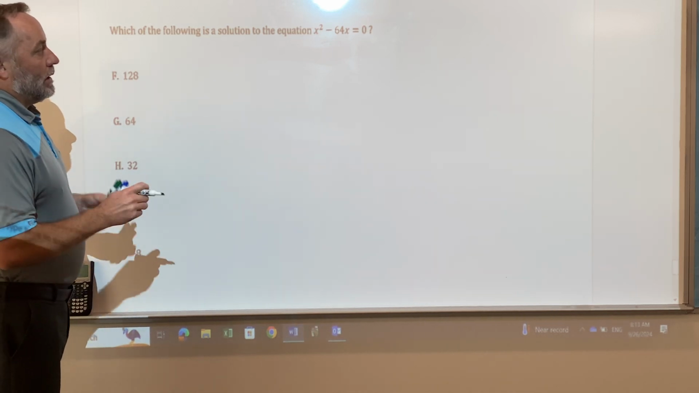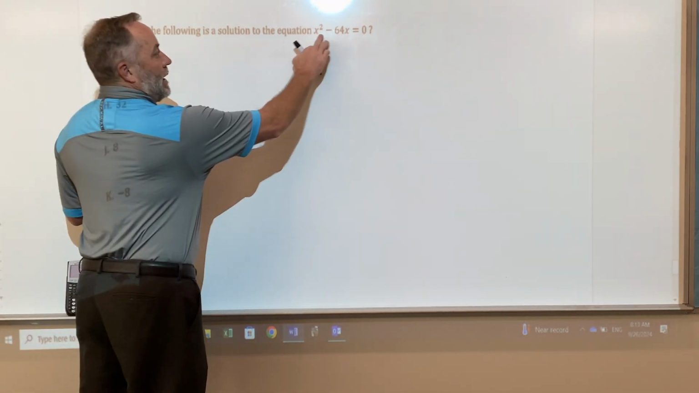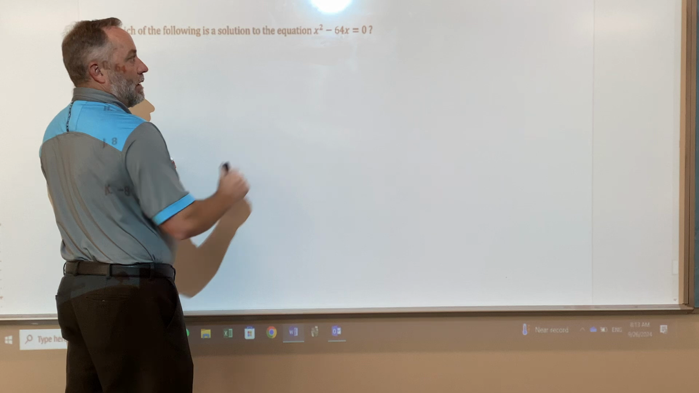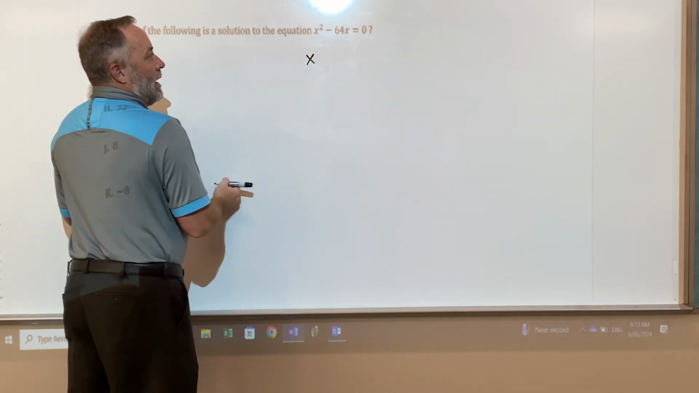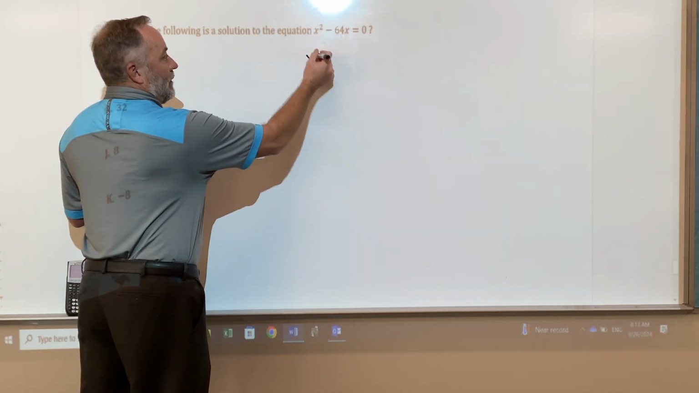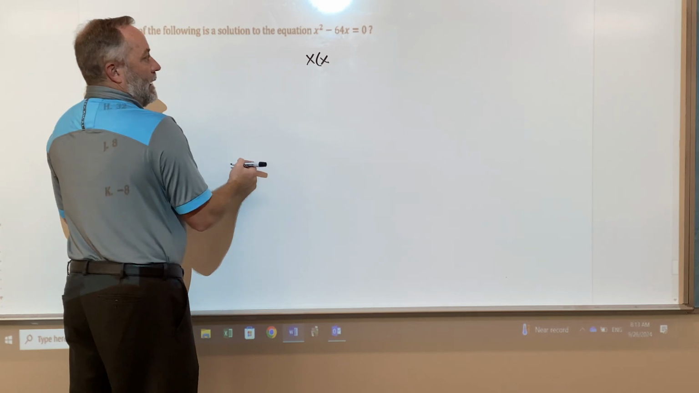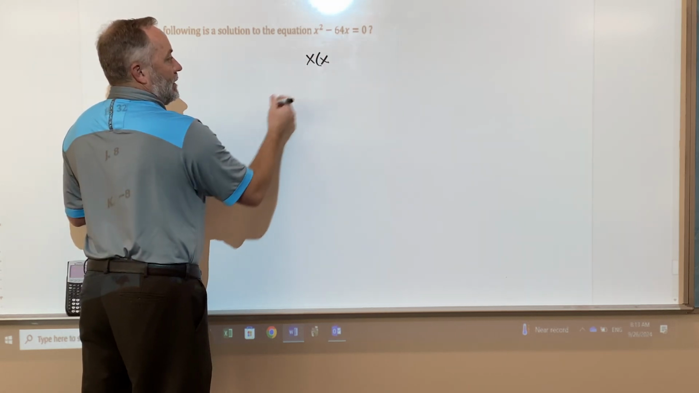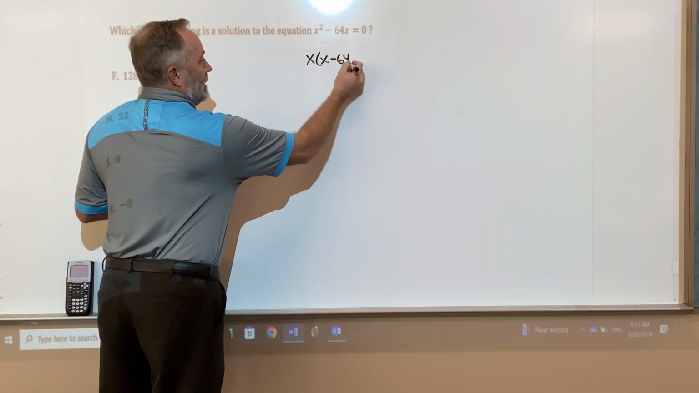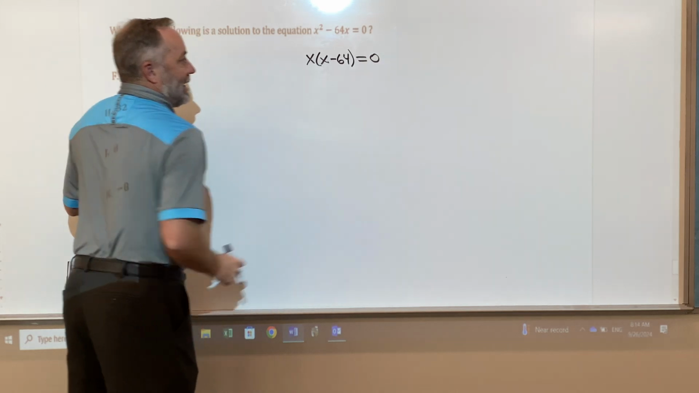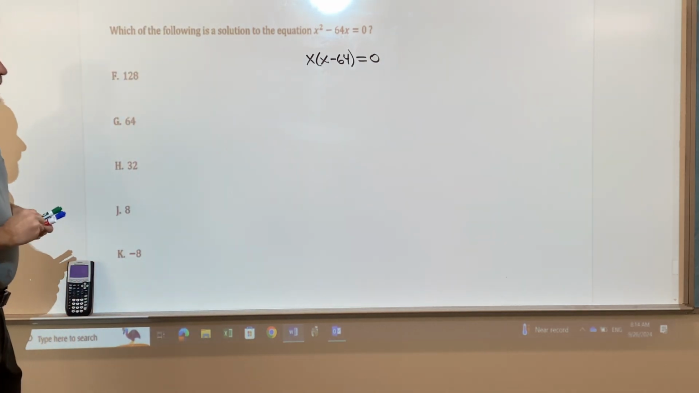Or we can just look at this equation and say, okay, the greatest common factor, what they have in common, is an x. And if you pull an x out of x squared, you're left with x. If you take an x out of 64x, you're left with negative 64. And so that has to equal 0.